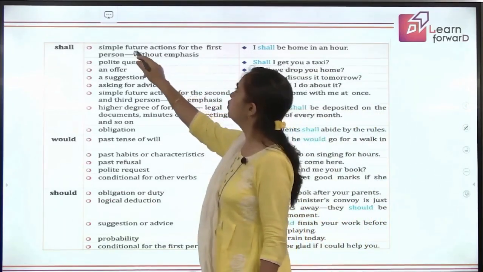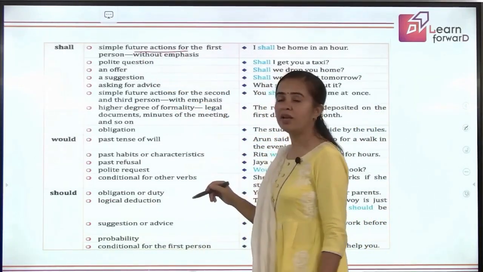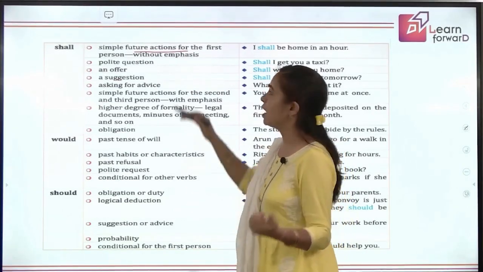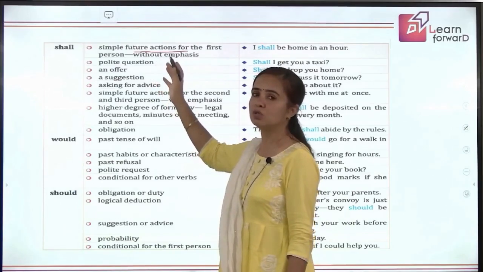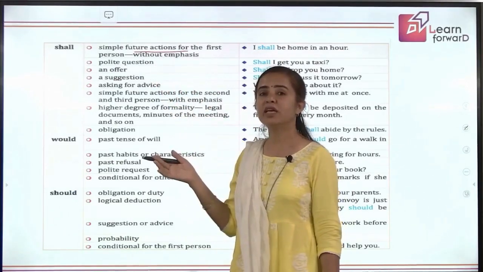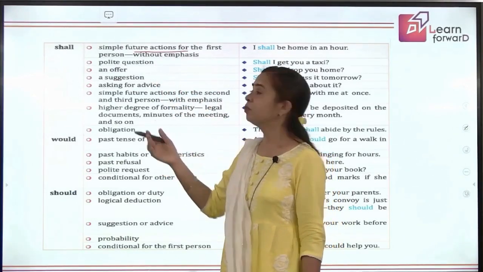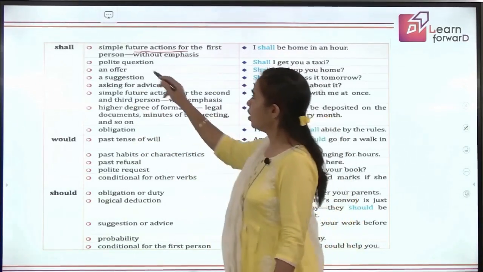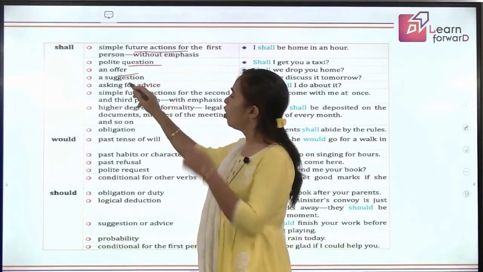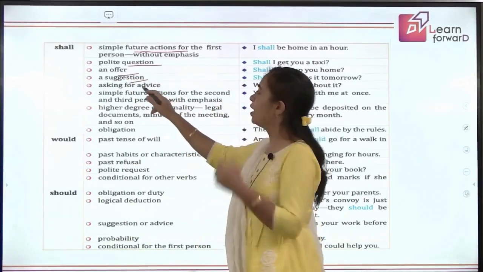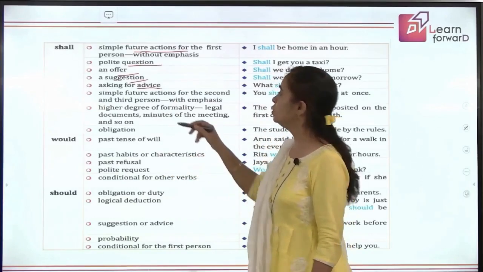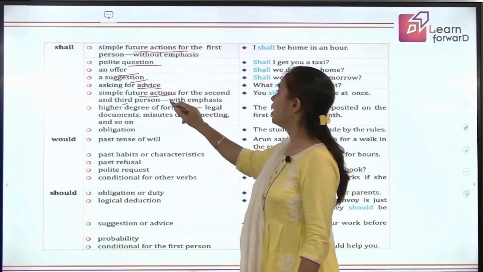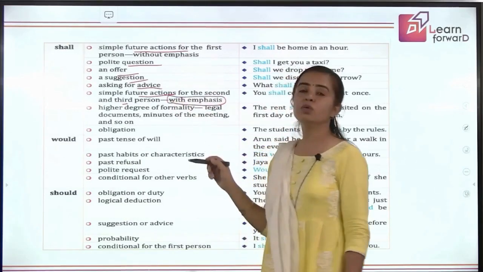Coming to shall. Shall is used in simple future actions for the first person without emphasis. For first person we use will to show emphasis, and shall is used not to show emphasis. The reverse happens with second and third person. When with second and third person you want to show emphasis, then you use shall there. For a polite question, for an offer, for a suggestion, when you are asking somebody for advice, you use shall. Simple future actions with second and third person with emphasis, sorry, we use shall.